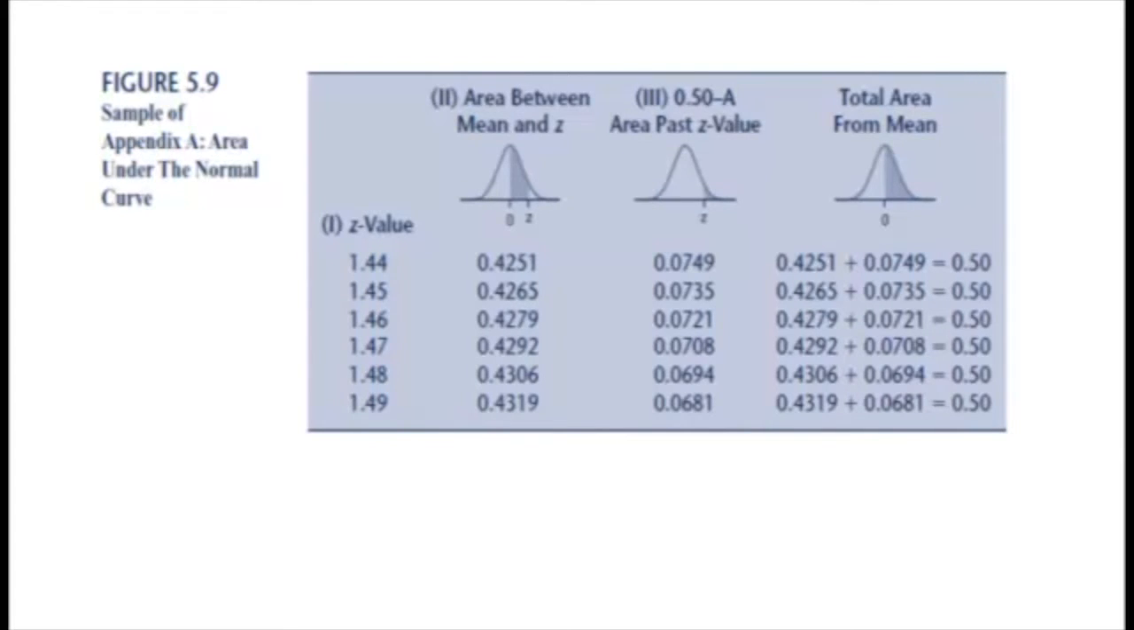Areas under the normal curve are given in Appendix A at the back of the book. The table gives 2 values. The first is the area from 0 to z, where z is a positive value. The other value is the area from z to the end of the curve. We can manipulate other values by using the symmetry of the curve.